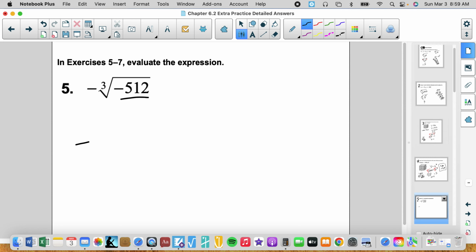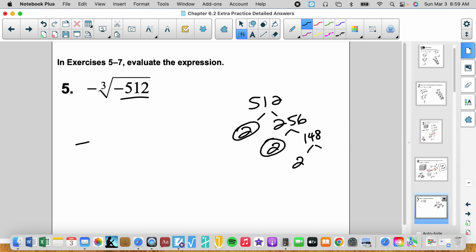Now, we could use technology. No, let's do 512 with the prime factorization. Let's keep it simple. 2 goes into 512 to give 256. Then 2 gives 128, then 2 gives 64. Oh, I did it wrong again. What is wrong with me? 2 times 256 is 512, that's correct. Oh, that's 128. Sorry.